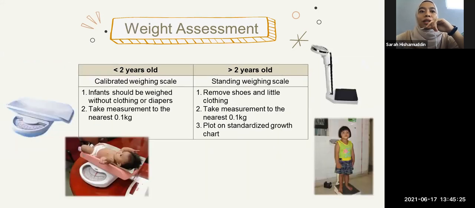Okay, and then next is the weight assessment. For less than 2 years old, we use a calibrated weighing scale. Infants will be weighed without their clothes and diapers, and we take the measurement to the nearest 100 grams. For more than 2 years old, we use the standing weighing scale. We ask the patient to remove their shoes and wear little clothing, and also take the measurement to the nearest 100 grams, and we plot it on the growth chart.